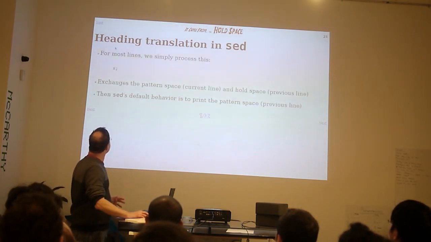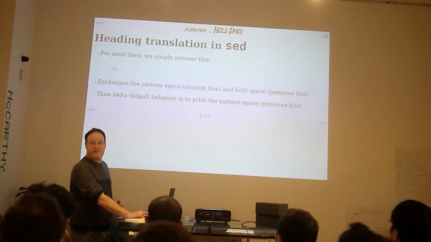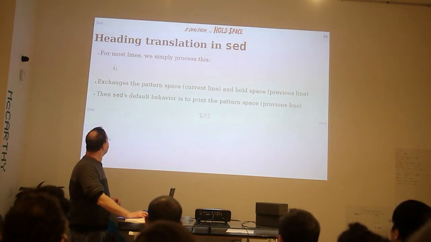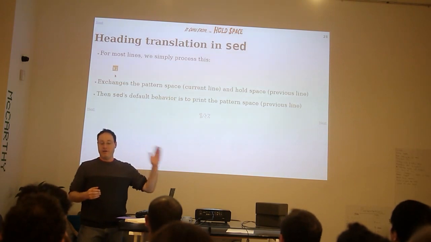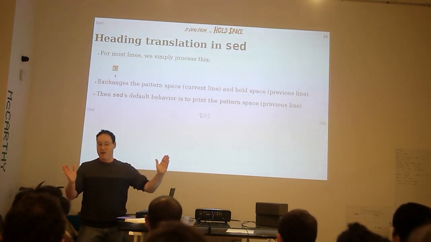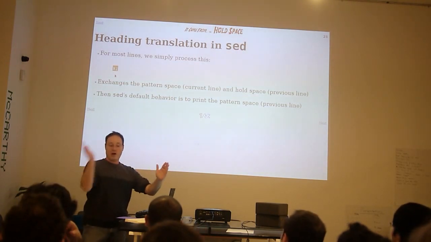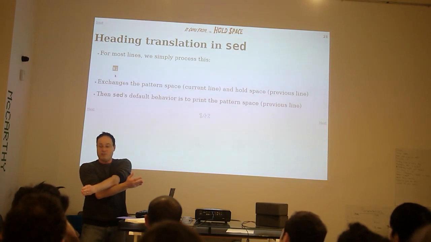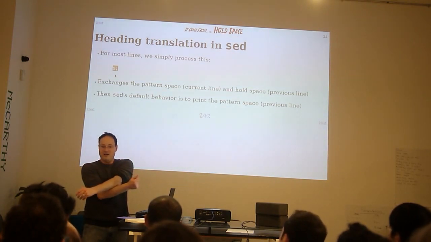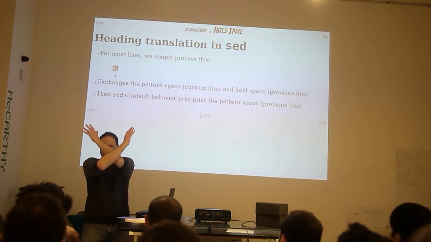And in most lines, there's no pattern, so it applies by default to everything. The command is X, which just swaps the hold space and the pattern space. So we get the previous line, which is the hold space, and the current line in the pattern space. We put the current line into the hold space, get the hold space back into the pattern space, and then sed automatically prints it when it's done executing the program for this line. Is that good? Oh, look, that's why it's called X.